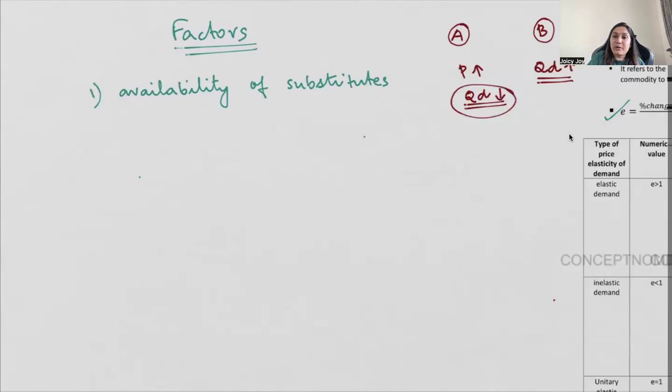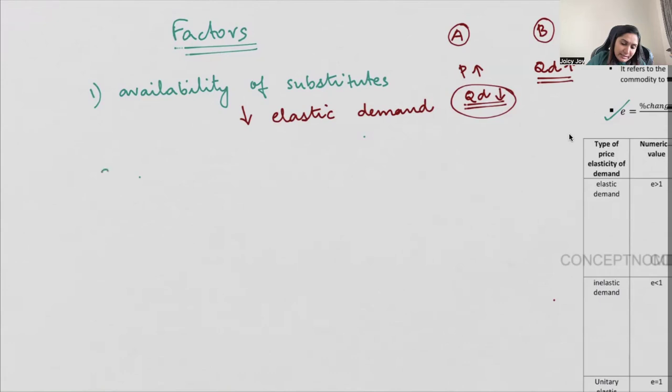So if for a commodity, if substitutes are available, what will happen to the quantity demanded? It will go down more than proportionate. So we can say that if substitutes are available, that commodity will have an elastic demand. Why elastic demand? Because there are substitutes available and there is higher chance that consumers will switch to the substitutes.